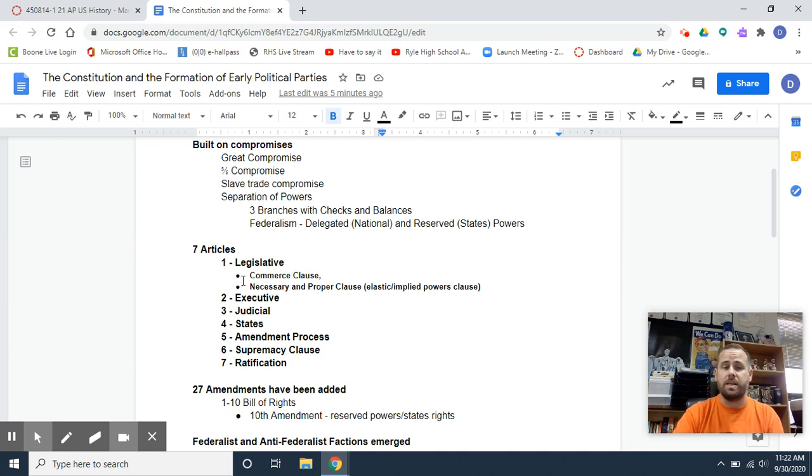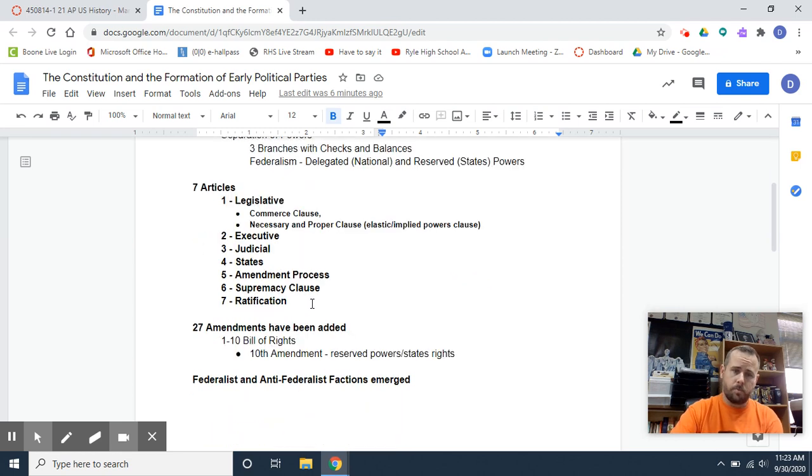A few clauses in that first article, the interstate commerce clause and the necessary and proper clause. These are things that we really need to get our head around, because debates over these two clauses will come up again and again throughout American history. There are clauses and pieces of each of these other articles that we'll talk about more throughout the year, but I won't go into that now unless you have questions.